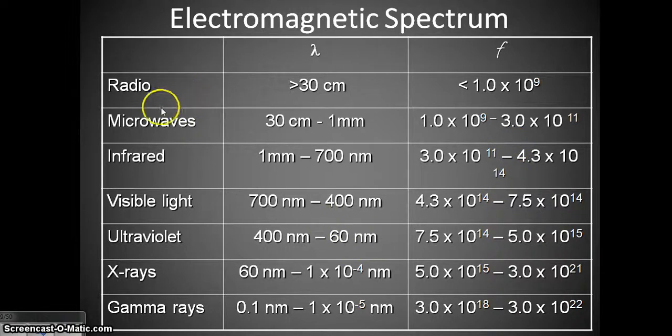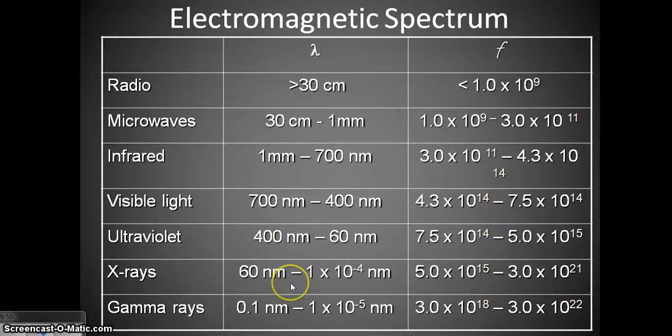I want you once again to know this list. So radio, micro, infrared, visible light, ultraviolet, X-rays, and gamma rays. And I want you to know that as we go down this list, wavelength's getting smaller, and frequency's getting bigger. So you do need to memorize that. You need to memorize the waves in order and what happens. What's the trend?